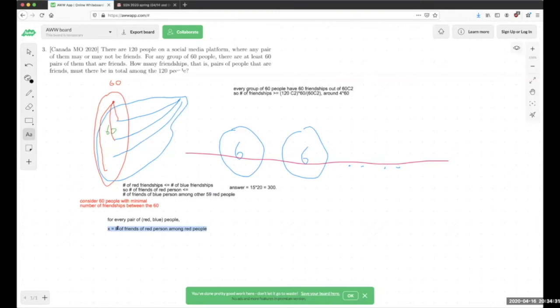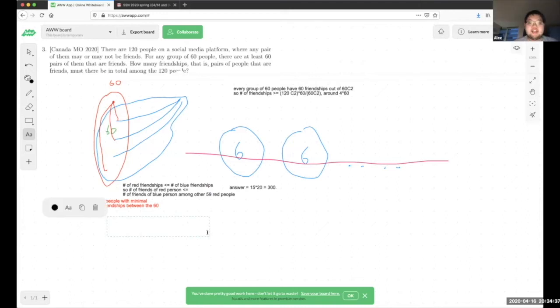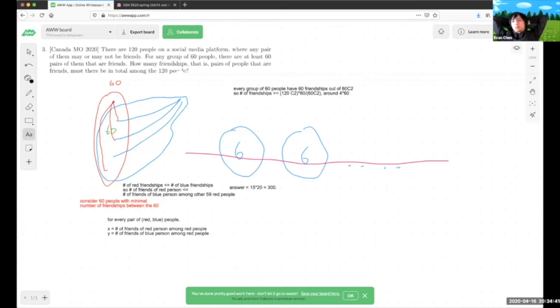This is any arbitrary red person, right? Yes. And among the number of friends of a blue person. Because we want a general inequality, so that we can combine these inequalities together. So what do we have? What's the relation between x and y? So x is at most y. Is that what we have? x is at most y.